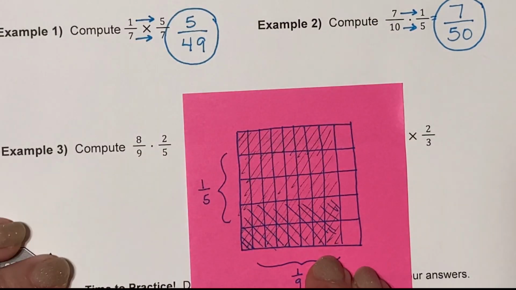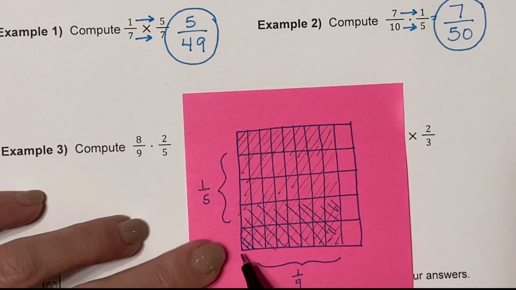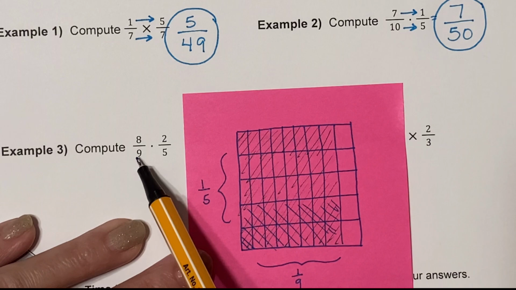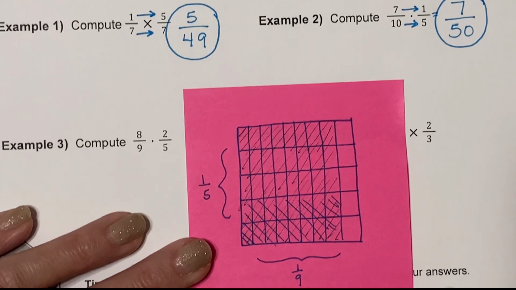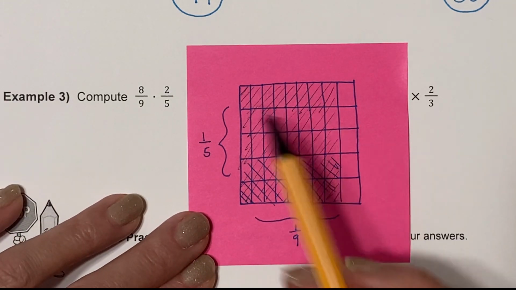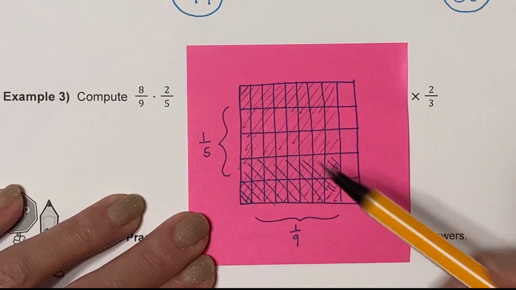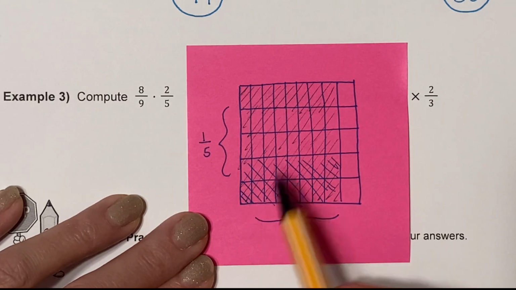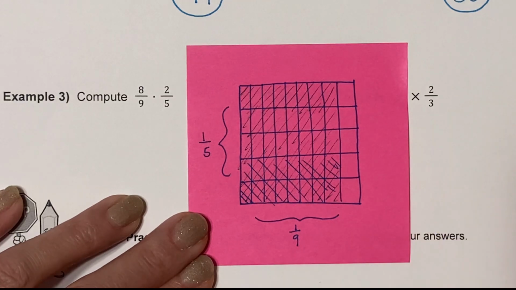I'm using that box method from earlier. I'm taking a unit square, a square that's 1 unit long by 1 unit high. And 8/9, well, I broke this into ninths. So these are all 9 equal pieces, somewhat. I tried to do the best I could. And then this one I broke into fifths because we're multiplying by 2/5. So for this 8/9, I took 1, 2, 3, 4, 5, 6, 7, 8 of those 9 sections.